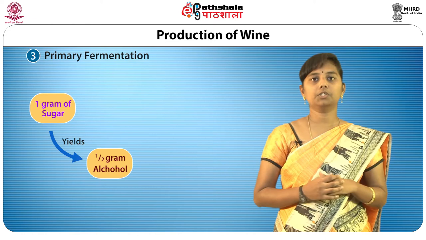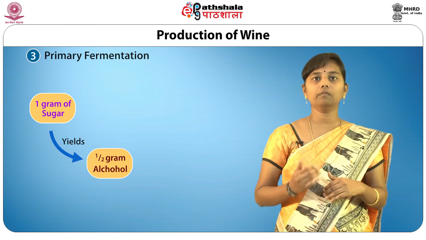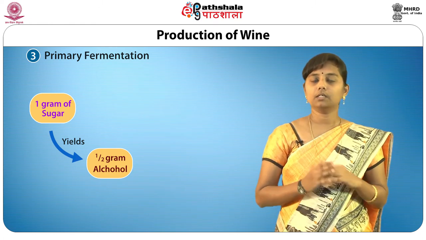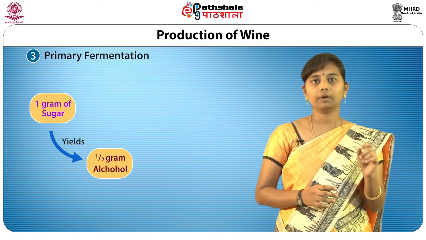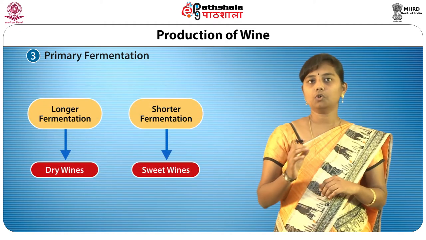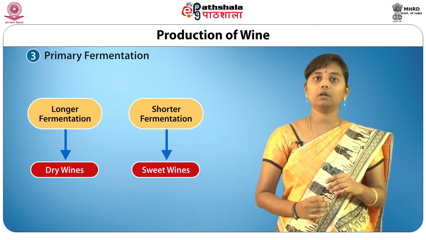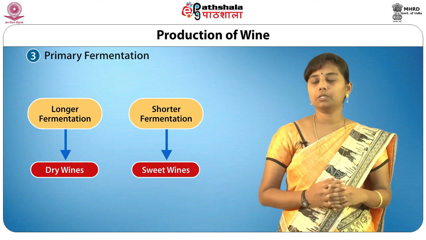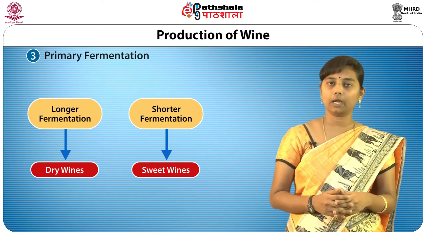During the primary fermentation process, the yeast cells feed on the sugar in the must and convert sugar into alcohol and carbon dioxide. The temperature is maintained at 22 to 25 degrees Celsius. 1 gram of sugar will yield half a gram of alcohol in the product. Hence, to obtain alcohol of 12% concentration, the must should contain around 24% sugar. The duration of primary fermentation is around 10 to 30 days depending on the final alcohol content in the wine.